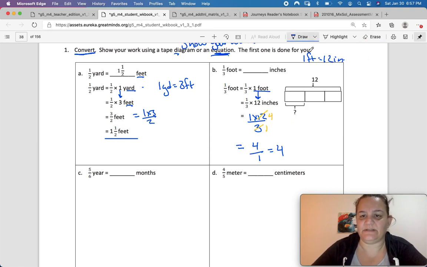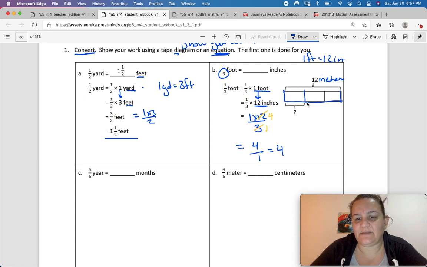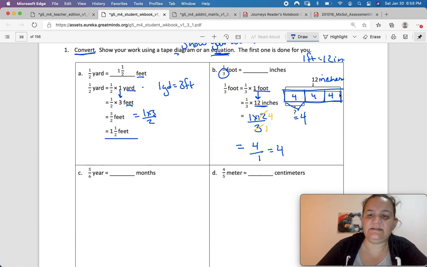So let me do that for you as well, just in case. So 12 feet, and we're dividing it into 3 sections. I'm sorry, not 12 feet. 1 foot, but they've already converted it into inches here for you. So our tape diagram is going to be in inches. There's our tape diagram. And it was cut into 3 because we're dividing it 1/3. Okay, so 3 goes into 12 4 times. That means that each of these is worth 4. 4, 8, 12. And 1/3, this section right here, equals 4. Same answer? Excellent.